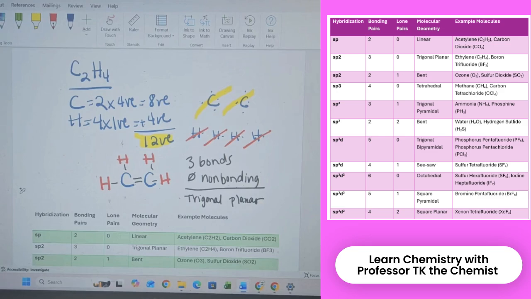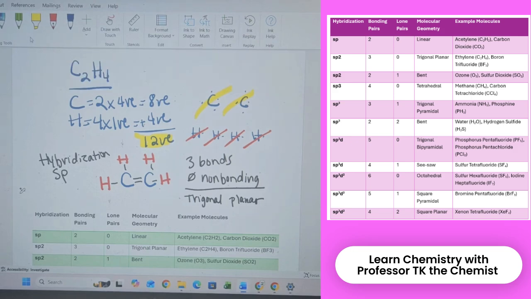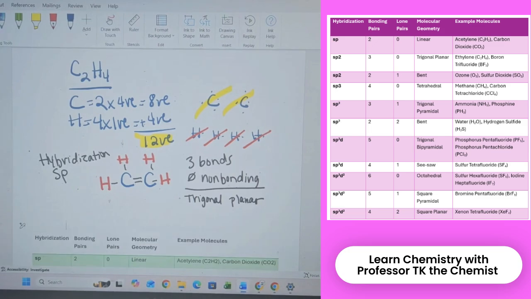Also, in terms of the hybridization, it is sp2. Okay? Those are the things you would have to know. This type of question should only take you less than 5 minutes. Let's do it.